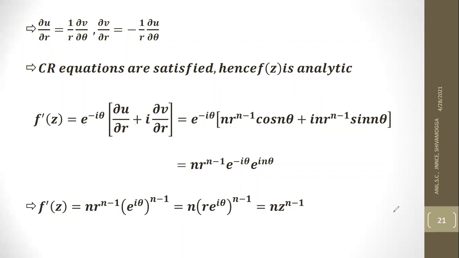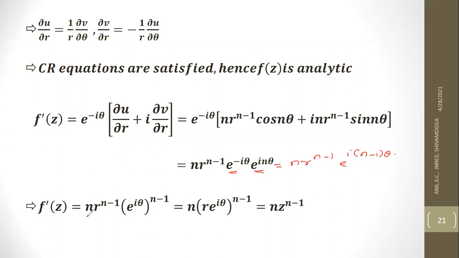This is equal to n into r power n minus 1 into e power minus I theta into e power I n theta. This can be written as e power I into n minus 1 theta. This term as it is, e power I into n theta. E power I into minus 1 into theta is e power minus I theta. Therefore, e power minus I theta into e power I n theta can also be written as e power I into n minus 1 theta.